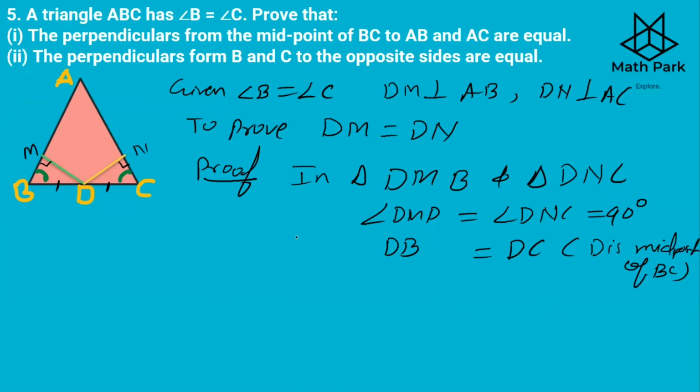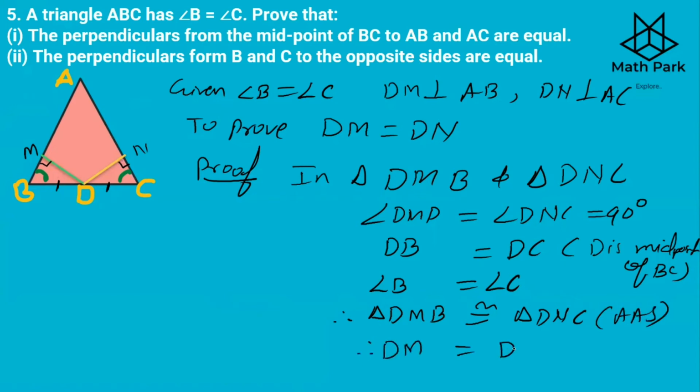Okay, so we got two things. Now we want the third thing. The third thing, we have angle B is equal to angle C. Now look at how the triangles are congruent. Therefore you have triangle DMB is congruent to triangle DNC by AAS congruence. Start from M, AAS. If I start from N, again AAS. If the triangles are congruent, the corresponding parts are equal. So, therefore, you have DM is equal to DN by CPCT. Hence, we are done with the first part of the proof.